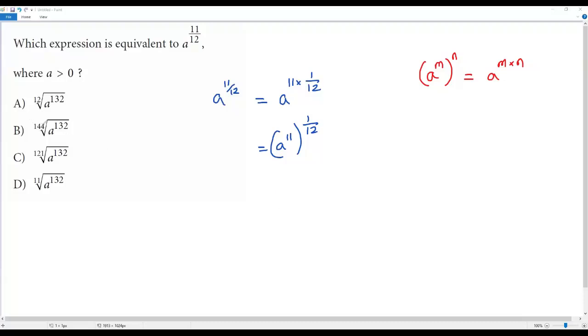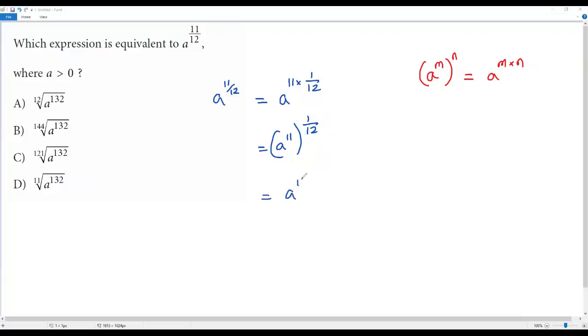In option B, we have the index of the radical 144. Actually 144 is a multiple of the denominator over here, because 12 times 12 is 144. But in options C and D, 121 and 11 are not multiples of this denominator 12. Since 144 is a multiple of this denominator 12, we can try to change the denominator 12 to 144. How? For that, we have to multiply both numerator and denominator by 12.